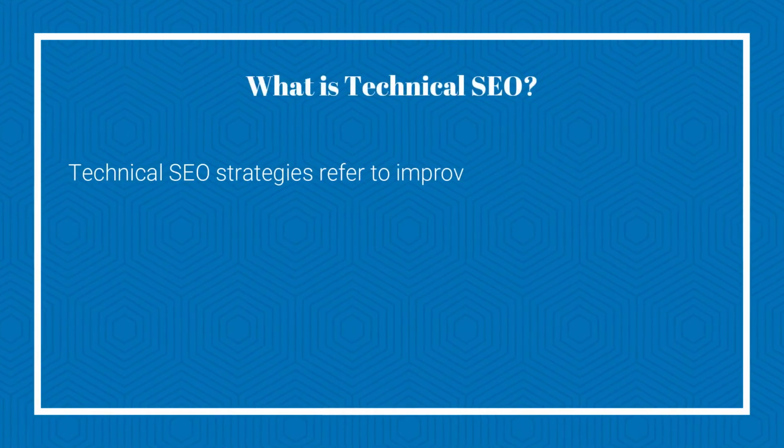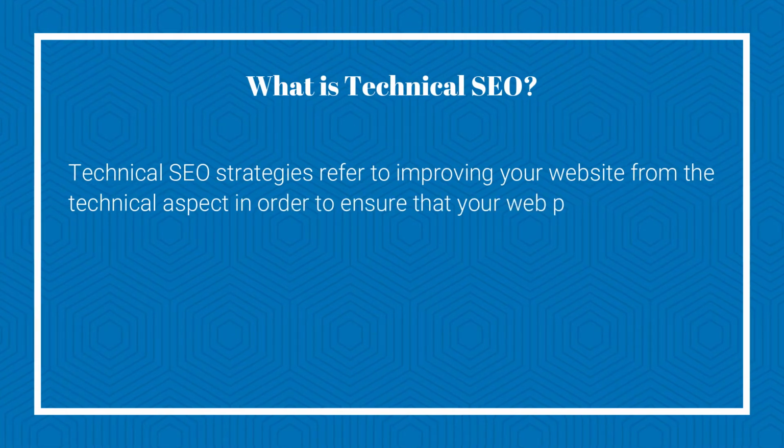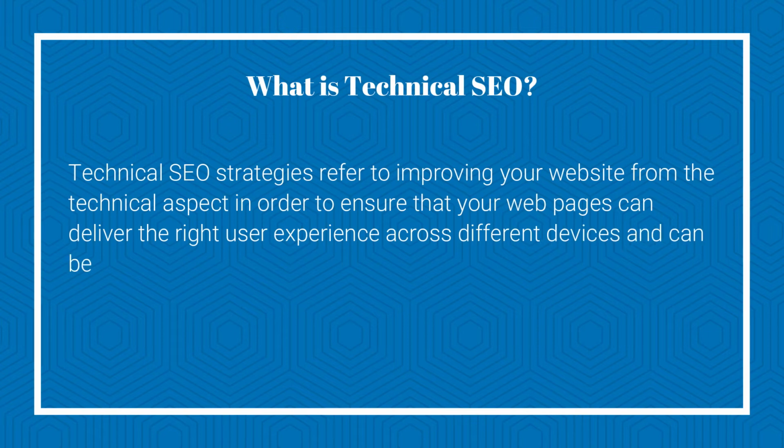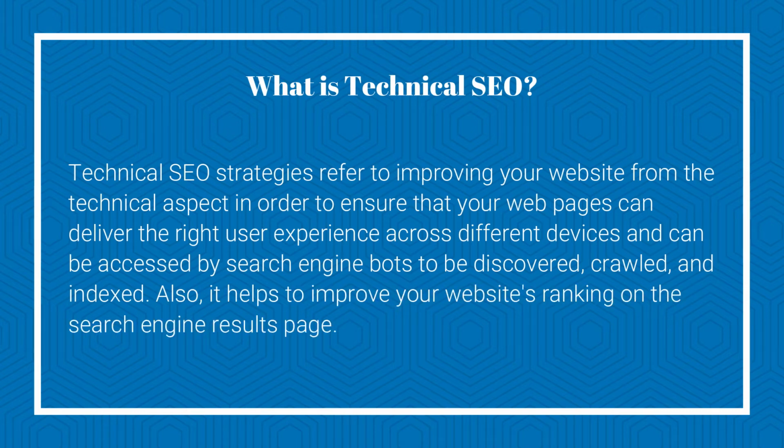The first type of SEO strategy that you must ensure that you have on your website is technical SEO. Technical SEO strategies refers to improving your website from the technical aspect in order to ensure that your website pages can deliver the right user experience across different devices and can be accessed by search engine bots to be discovered, crawled, and indexed. Also, it helps to improve your website ranking on the search engine result page.